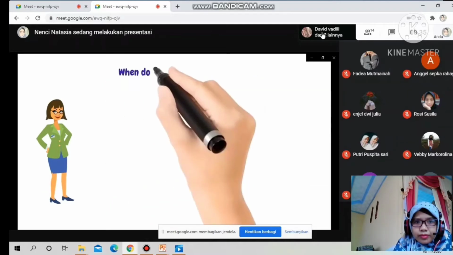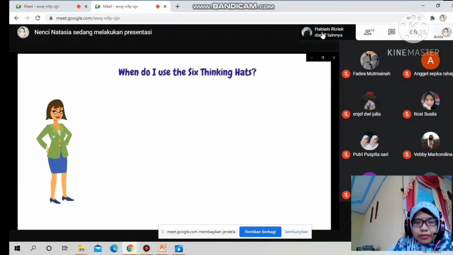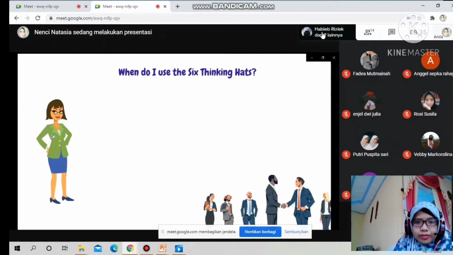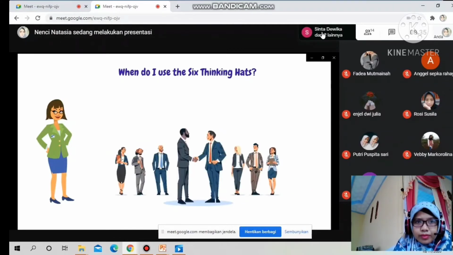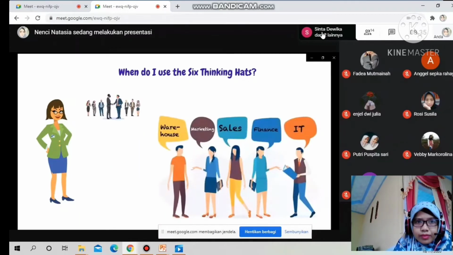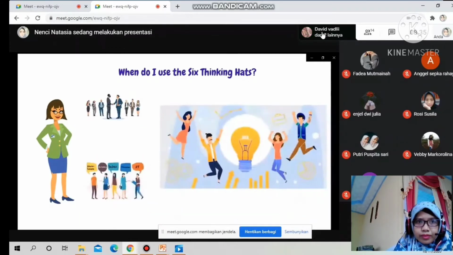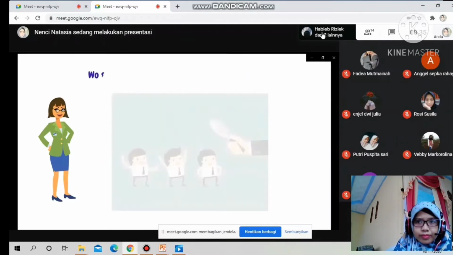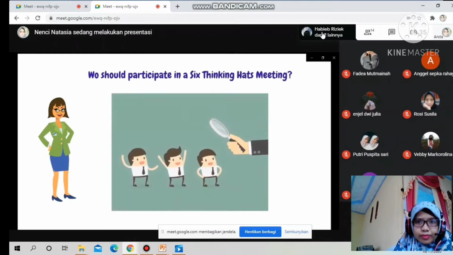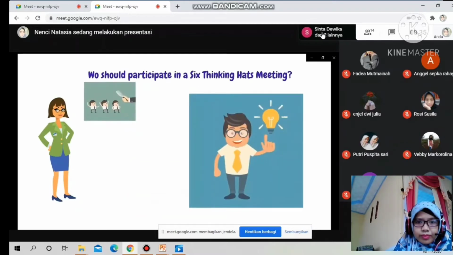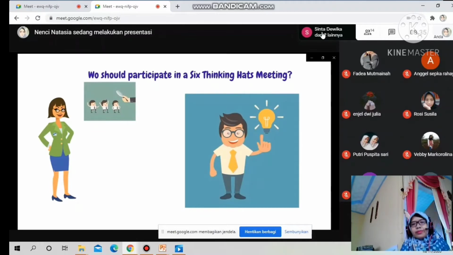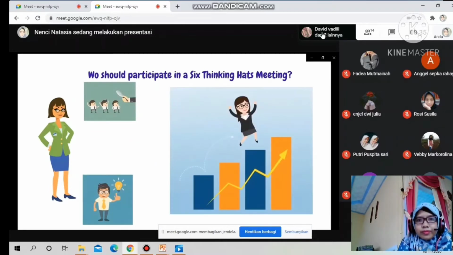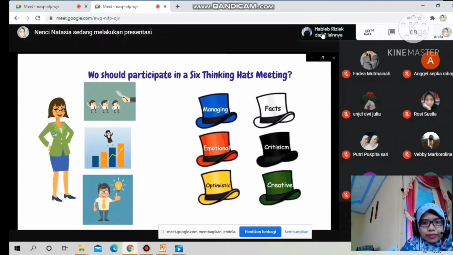When do I use the 6 thinking hats? This technique can be used in all meetings where an agreement is needed, where all sides of an issue needs to be addressed, where problems needs to be solved, and where new ideas are required. Who should participate in a 6 thinking hats meeting? Those who have enough experience to contribute to the goal of the meeting. Those who value continuous improvement processes and are ready to invest time into it. And those who understand the 6 thinking hats technique.